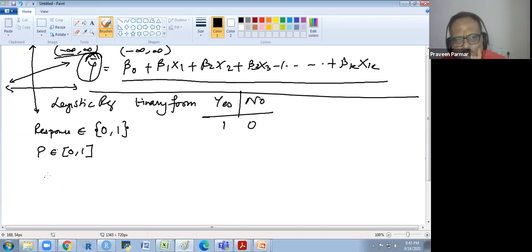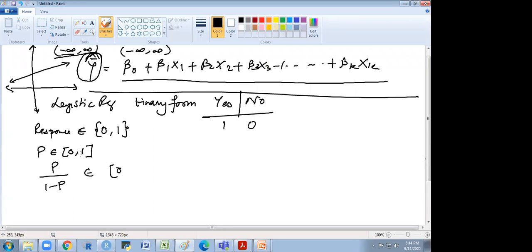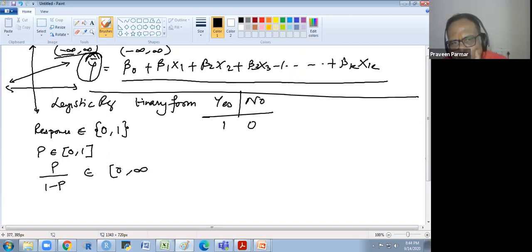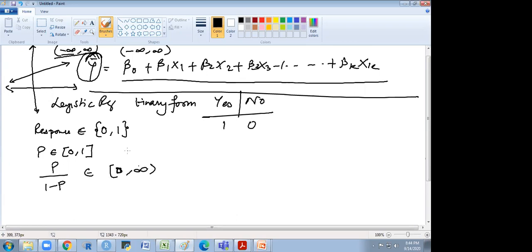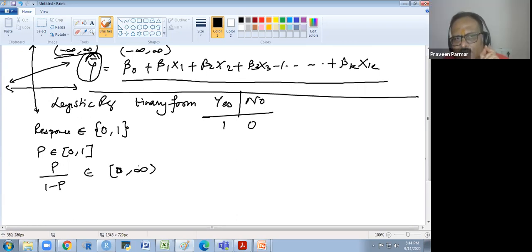Now one more thing I do: p over 1 minus p. If I put p equal to 0, then I will get 0. If I put 1 instead of p, I will get infinity. So I have got the range increased. First I wanted only 0 and 1, then I increased the range to 0 to 1, then 0 to infinity. I have to go to the negative side also, minus infinity.